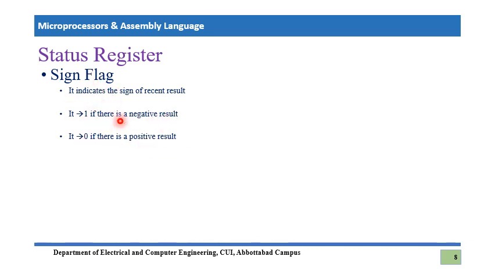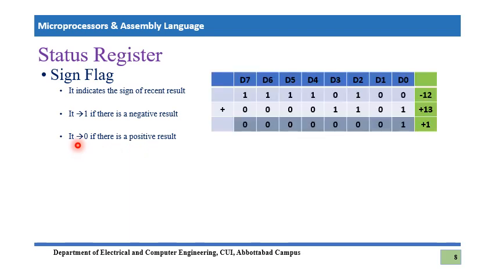As we have earlier understood in the data types, whenever there is a negative number in binary, its most significant bit will be one, and if there is a positive number, the most significant bit of that number will be zero. Similarly, the sign flag is just a kind of copy of that. So whenever the result is negative, it becomes equal to one, and whenever the result is positive, it becomes equal to zero. So let's take an example.